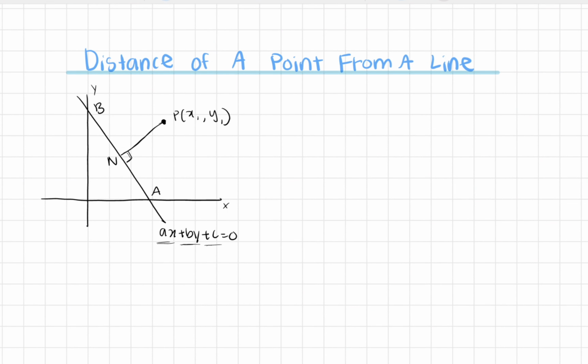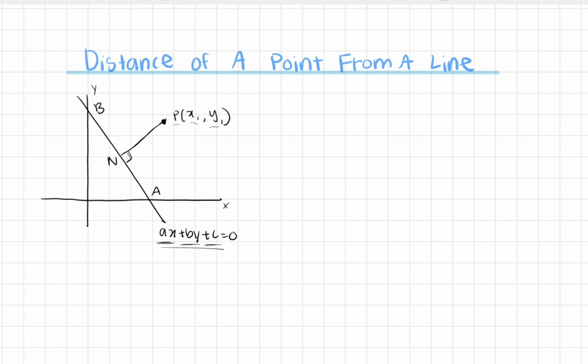Hey guys, today we're going to be taking a look at how to find the distance of a point from a line. On the left side, you see that I've drawn the coordinate plane with the y and x axis. The line is ax plus by plus c equals 0. We have point P, and the x coordinate is x1, the y coordinate is y1 for now. And we're trying to find the distance between this point P and this line.